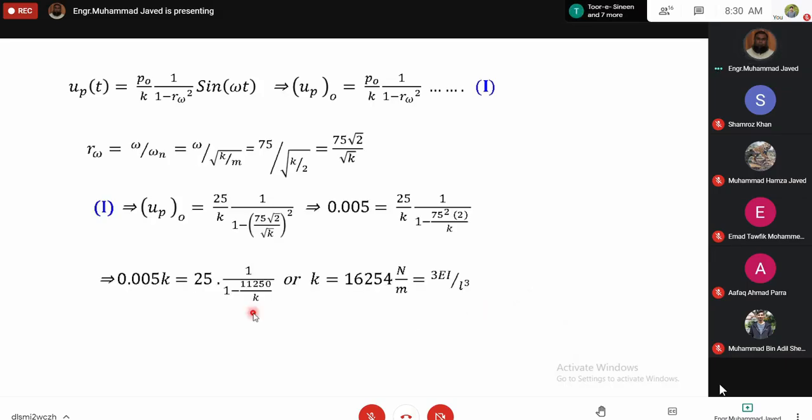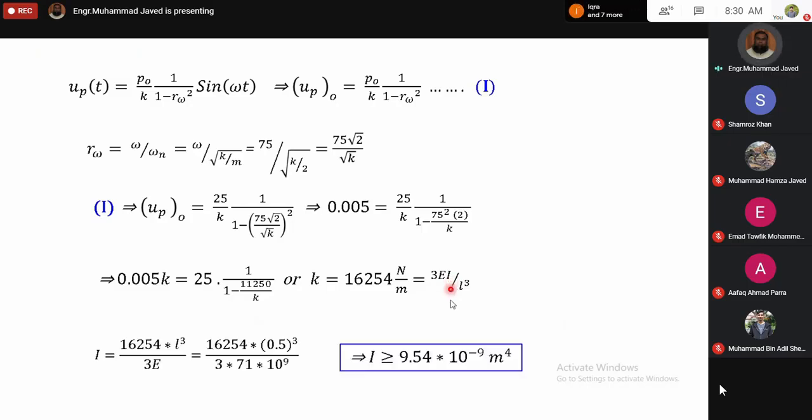So writing stiffness equation, we have E, we have L 0.5 meter, only unknown is I, which can be calculated, and this shows that I shall be greater than or at least equal to 9.54 into 10 raised to power minus 9 meter 4 to limit the steady state displacement to 0.005 meter.